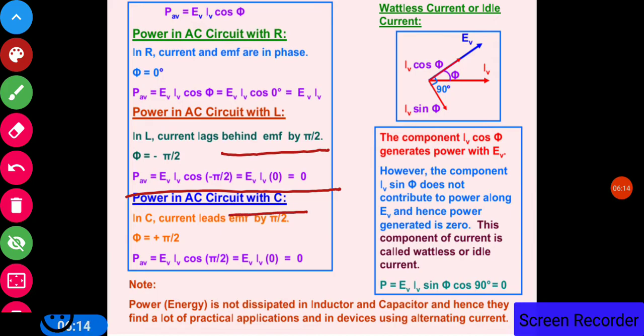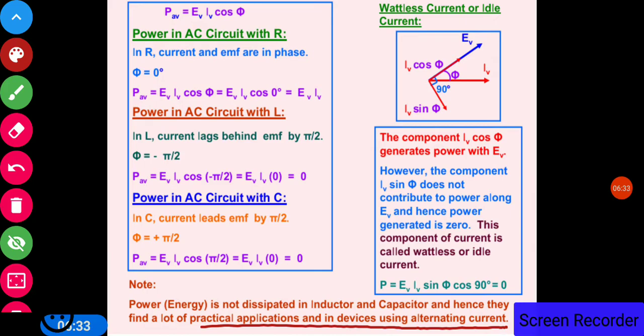Same case with the capacitor. In a capacitor also, the phase difference between the current and the EMF is pi by 2, and cos pi by 2 is 0. So average power is 0. So we can say that power or energy is not dissipated in an inductor and capacitor. Hence they find practical application in devices in alternating current.